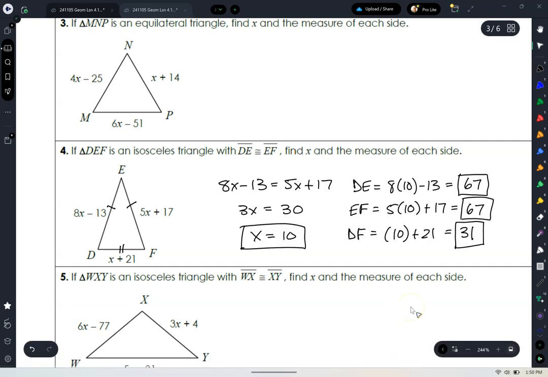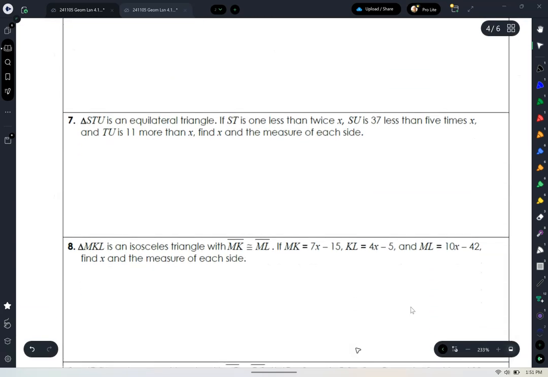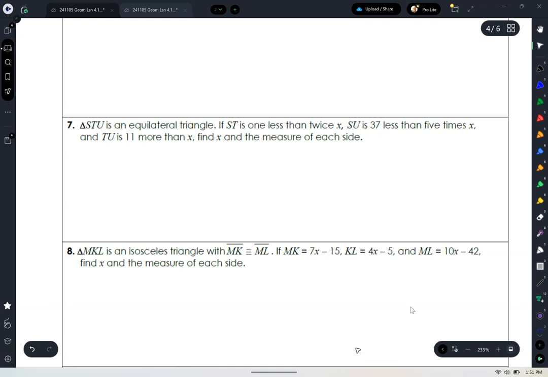Okay, here's what you should have come up with for number 4. Good? Okay. Let's go to the back side. Let's take a look at number 7.